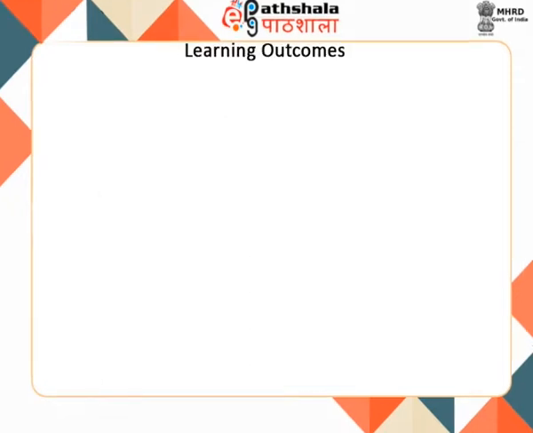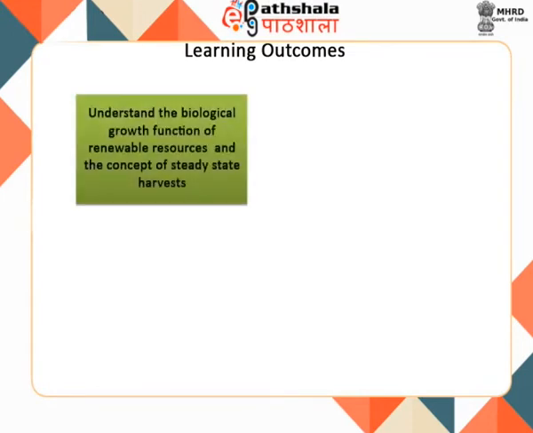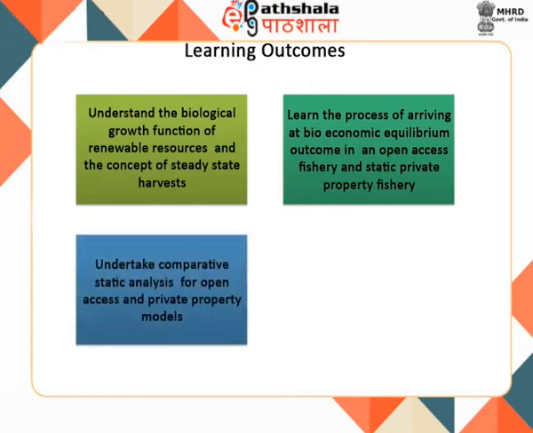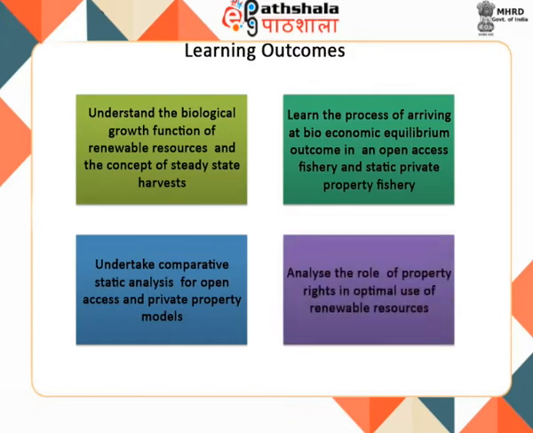After studying this module, you shall be able to understand the biological growth function of renewable resources and the concept of steady state harvests, learn the process of arriving at bioeconomic equilibrium, outcome in an open access fishery and static private property fishery, undertake comparative static analysis for open access and private property models, analyze the role of property rights in optimal use of renewable resources.